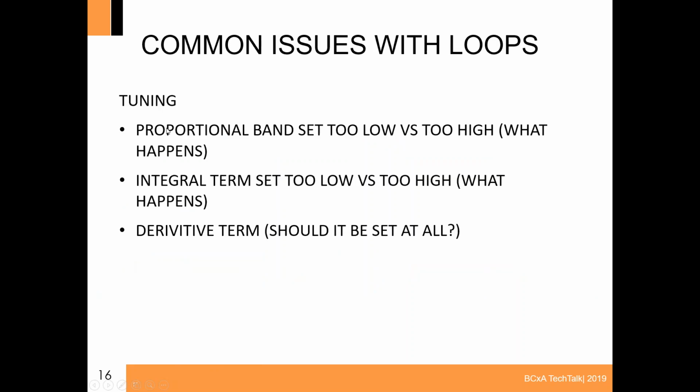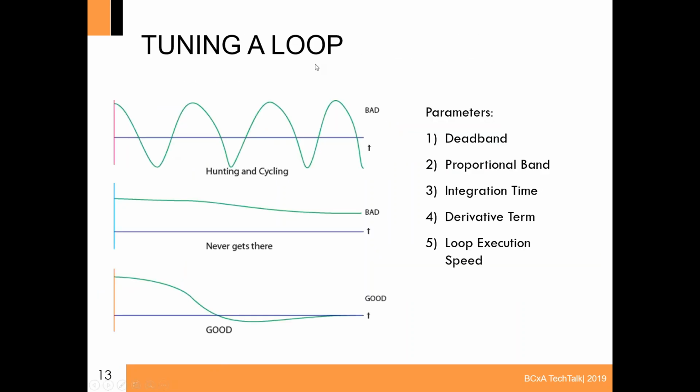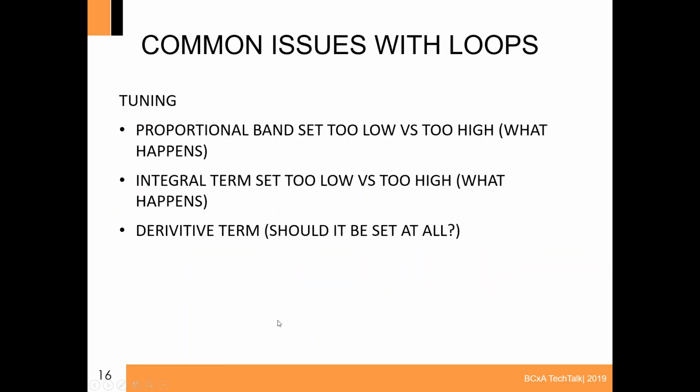Okay, tuning is, we kind of covered this with this slide here, of what happens if things aren't tuned correctly. It either cycles or it never gets there, and this is the type of response you want. All of these things need to be set: proportional band, integral term, and if a derivative term is used, it should be set. The only time I recommend using this is in static pressure control loops.